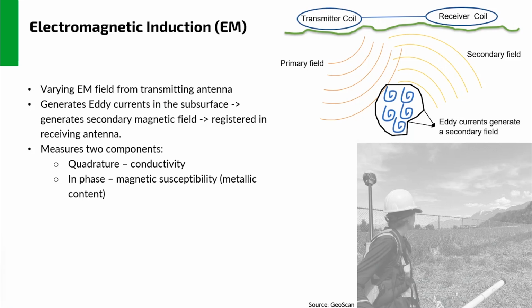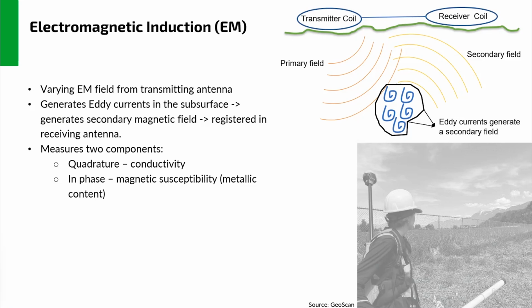Sometimes it's a lot less, sometimes a lot more, depending on the conductivity of the material. And this changing eddy current is also going to generate a secondary magnetic field, which is also varying in time, that is received by the receiver coil and compared to the primary field. Also, it is basically divided into several parts, namely the quadrature and the in-phase part.